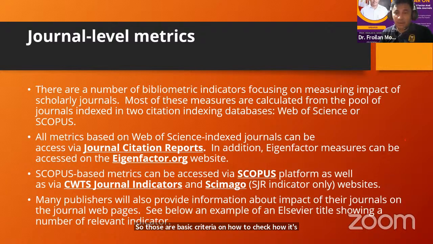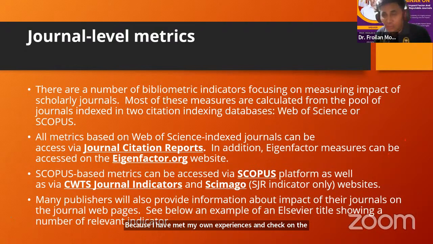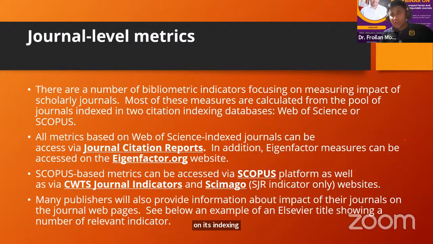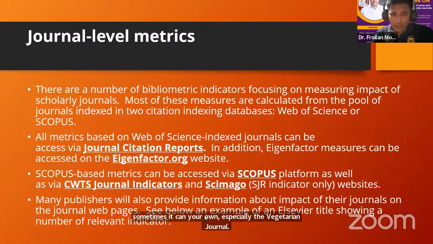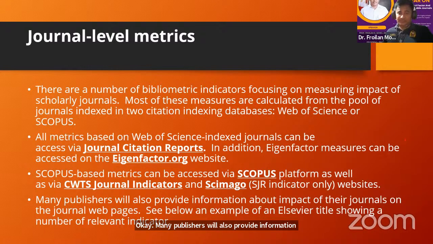I have my own experience as an editor. You usually check the indexing, not what is posted on the journal's website, because sometimes it can lure you around, especially if it's a predatory journal. So it is better to check what is actually indexed in that particular journal. Many publishers will also provide information about the impact of their journals on their web pages. In my journal, I always tell authors to please check the indexing it has, and once you check, you can click and check the properties of each indexing.